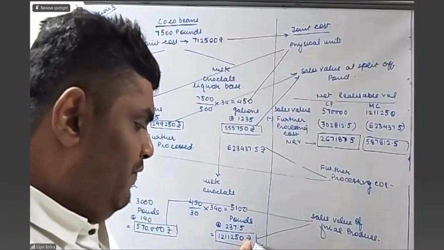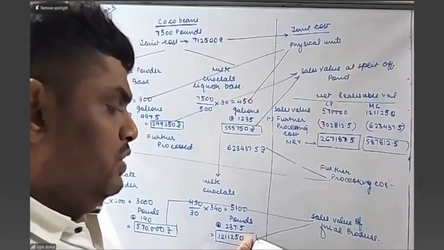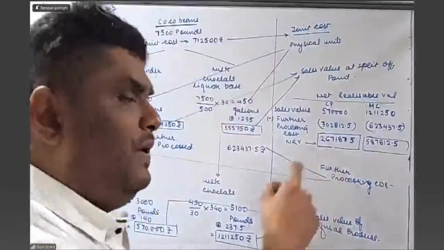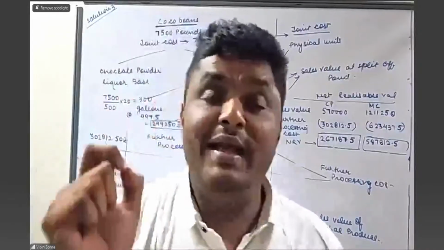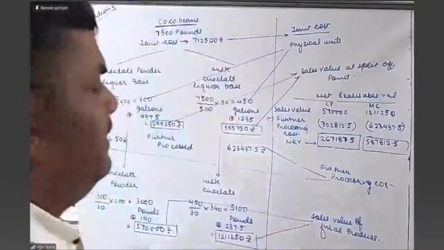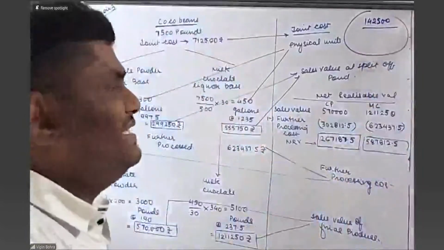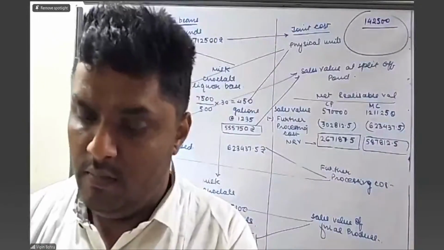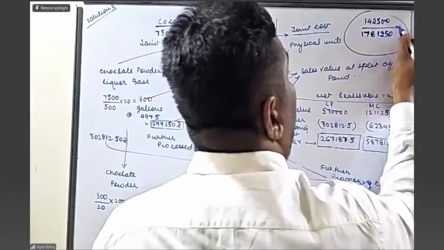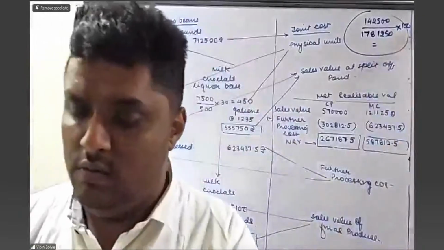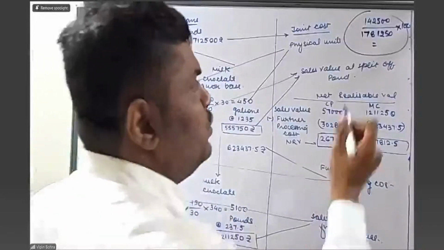267,187.5 and 587,812.5. So 8,55,000 is the profit before deducting joint cost. If we deduct the joint cost of 7,12,500, we will get the total profit for the company, that is 142,500. My total profit for the company, 142,500, will be divided by my total sales, which is 570 plus 1,211,250, giving 1,781,250, and we will get the gross profit percentage. So it comes to 8%.